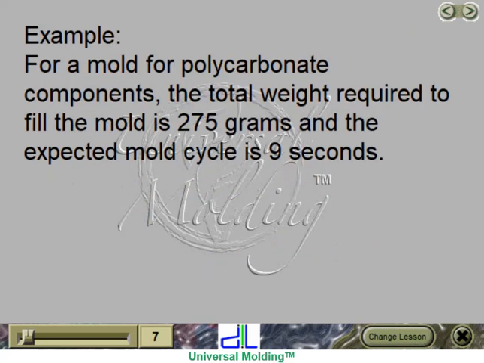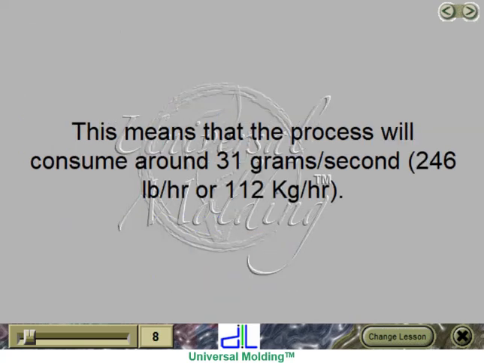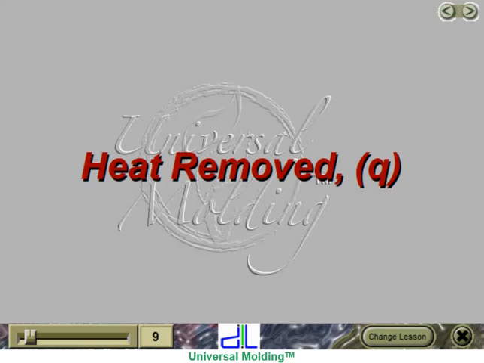Example: for a mold for polycarbonate components, the total weight required to fill the mold is 275 grams, and the expected mold cycle is 9 seconds. Material consumption will equal 275 grams divided by 9 seconds. That will equal 30.6 grams per second. This means that the process will consume around 31 grams per second, or 246 pounds per hour, or 112 kilograms per hour.